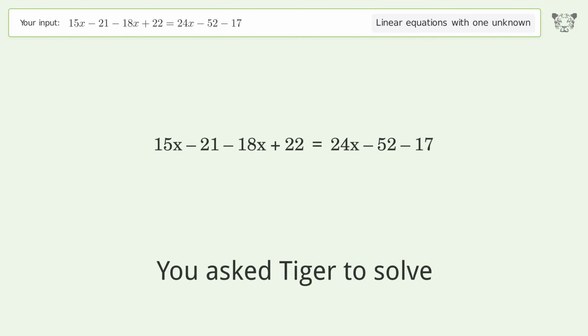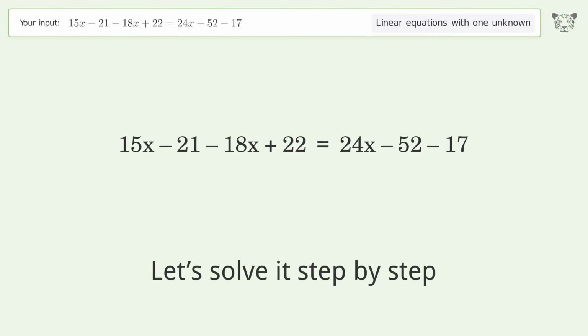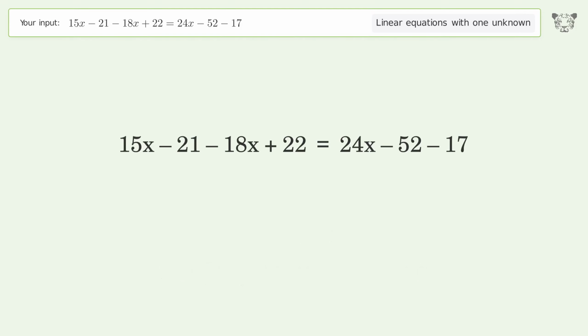You ask Tiger to solve. This deals with linear equations with one unknown. The final result is x equals 70/27. Let's solve it step by step. Simplify the expression. Group like terms.